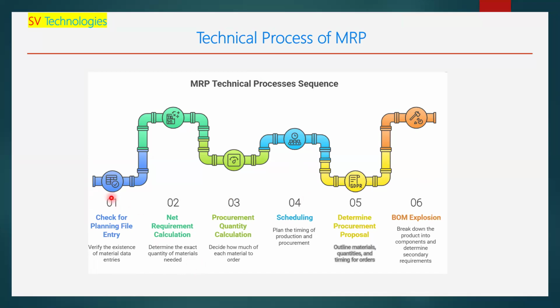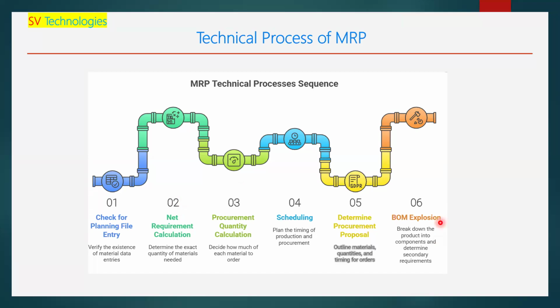The first step is that it will check the planning file entry, which I'll explain. The next step is net requirement calculation. The third step is procurement quantity calculation. The fourth step is scheduling. The fifth step is determining the procurement proposal. And the sixth step is BOM execution. I'll explain these one by one.